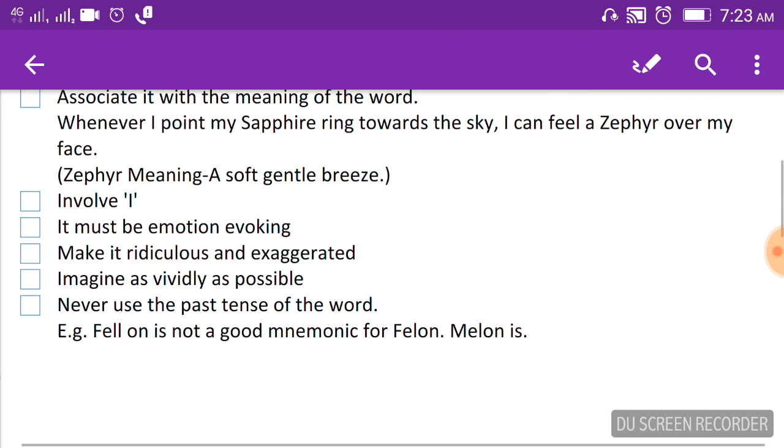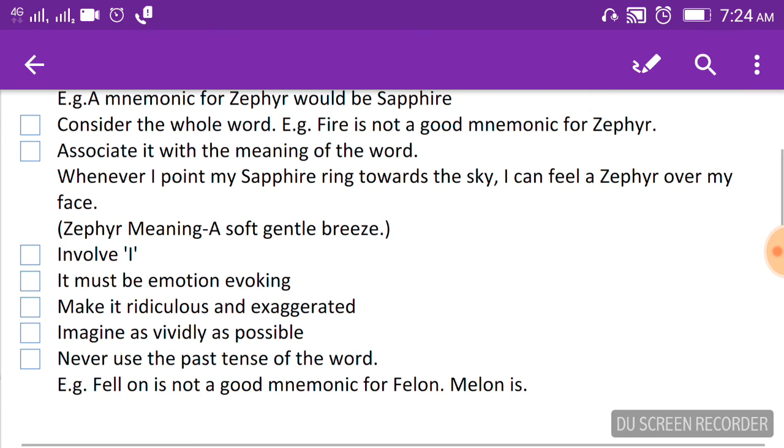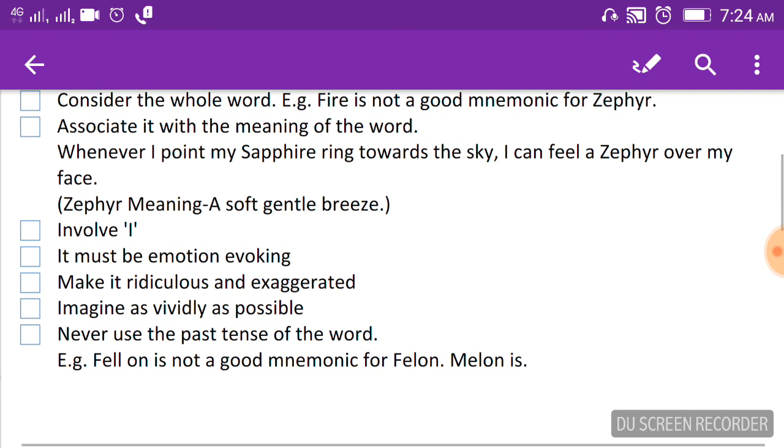So the story I have created is as simple as whenever I point my sapphire ring towards the sky, I can feel a sapphire over my face. So sapphire means a soft, gentle breeze. So you can imagine yourself wearing a Captain Planet ring and you're pointing your ring towards the sky, shouting sapphire, and all of a sudden a soft, gentle breeze is flowing all over your face, all over your body, whatever feels good to you. So you have to be as imaginative as possible. You need to have a vivid imagination for this, because the more vividly you imagine, the longer you're going to remember it. As simple as that.